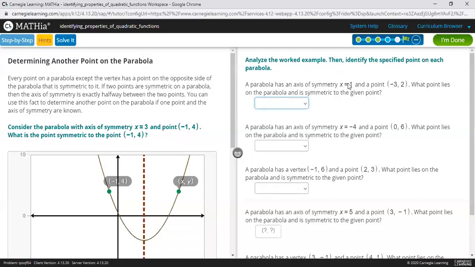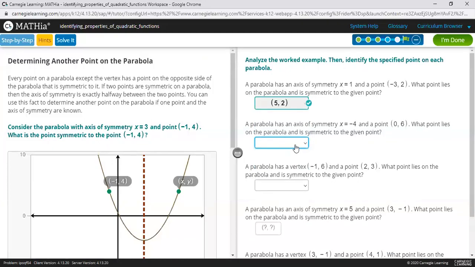So what I'm going to do is go 4 units on the other side of 1, continue 4 units past 1. And so that's going to be at 5. And we're not going up or down, so we're still going to stay at 2.